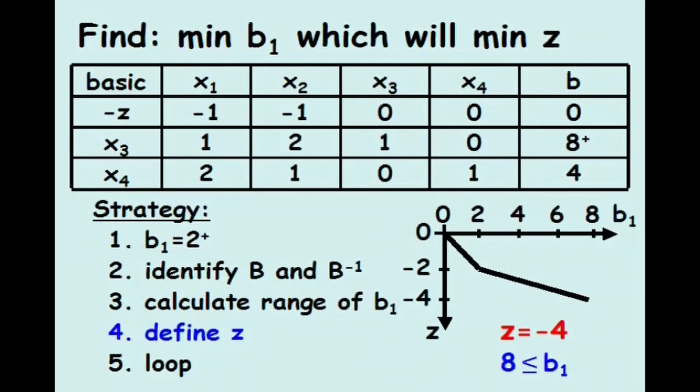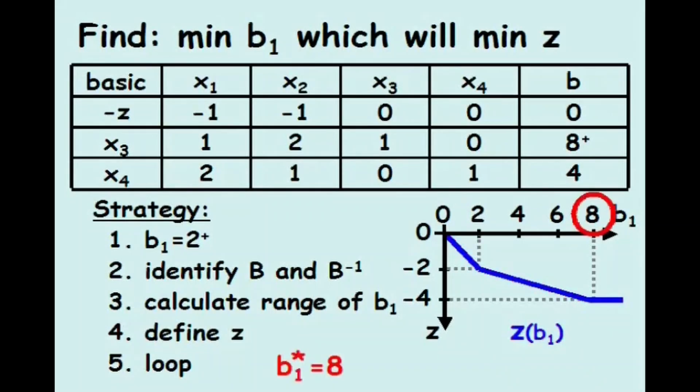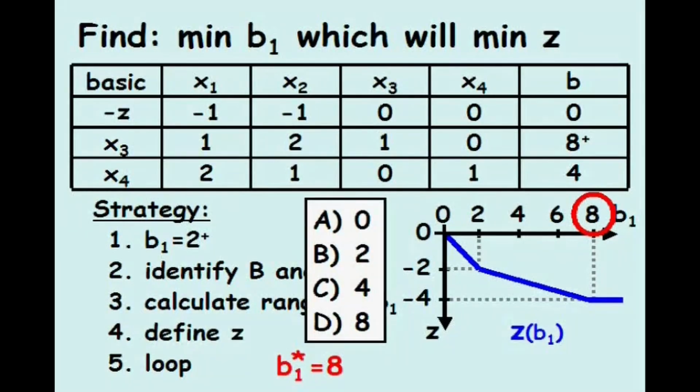If we add this line segment to the plot, we notice that any additional increase in B1 beyond the value of 8 will not allow for a lower value of z. Therefore, the minimum value of B1, which will minimize the value of z, is B star, which equals 8. When reviewing the possible solutions, the answer is D.